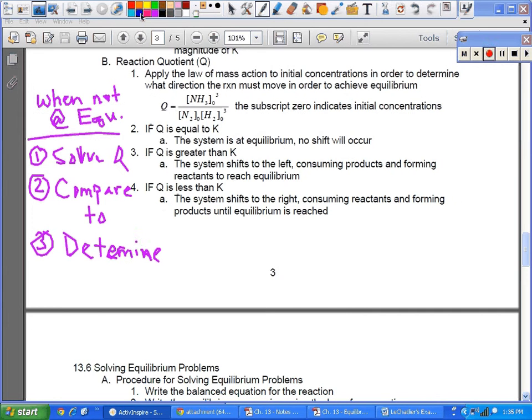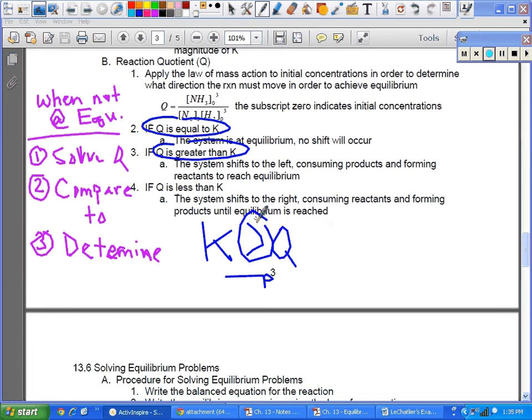Now, they list it in the wrong way. I like listing it in alphabetical order. So when K, again, is greater than Q, we know we shift which way? To the right. And when K is less than Q, we know we shift to the left. So again, that's the basic rundown of using Q versus K.